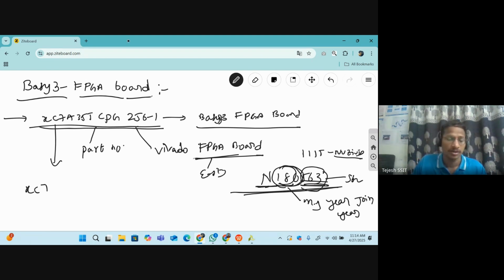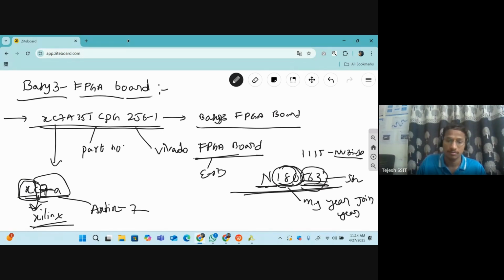So this XC7A is Xilinx. This board is from Xilinx. Understood or not? Majorly we have to discuss this XC. This is from the Xilinx, and this 7A means what? Artix 7. I will show this one.